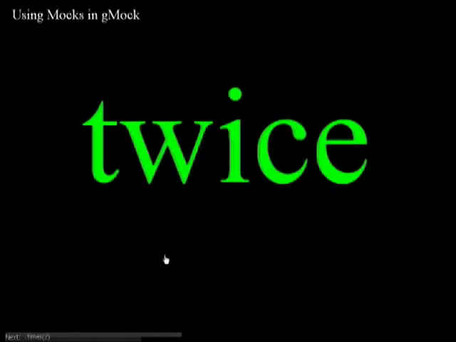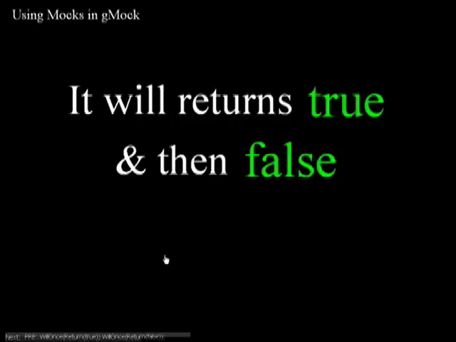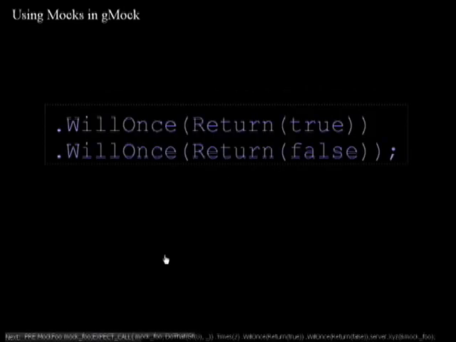And we want to say that the method will be called twice. So in gMock, we say times 2. And then the actions. It should return true the first time and false the second time. This is more verbose, but still pretty straightforward. So we say will once return true, followed by will once return false. Now let's put them together.